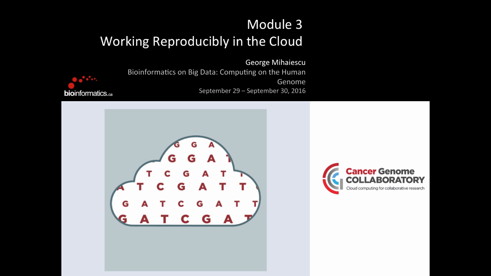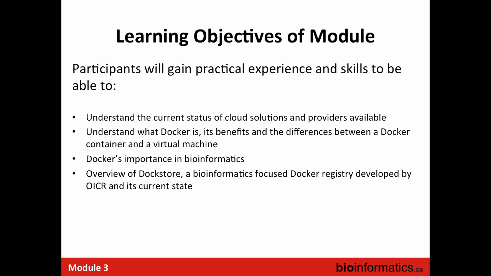Okay. So in this module, which is module number 3, we'll understand what is the cloud status, because cloud is a relatively new domain, and it's still very actively changing. So what are the main providers, what is in the research area available. We'll talk about Docker, its benefits, the difference between a Docker container and a virtual machine. For those of you who haven't used Docker yet, maybe you're more used to using virtual machines or HPC clusters. And then how Docker is becoming a very important tool in bioinformatics. And then we'll look at Dockstore, which is an OICR project to create a Docker hub, like a registry for Docker containers for bioinformatics.